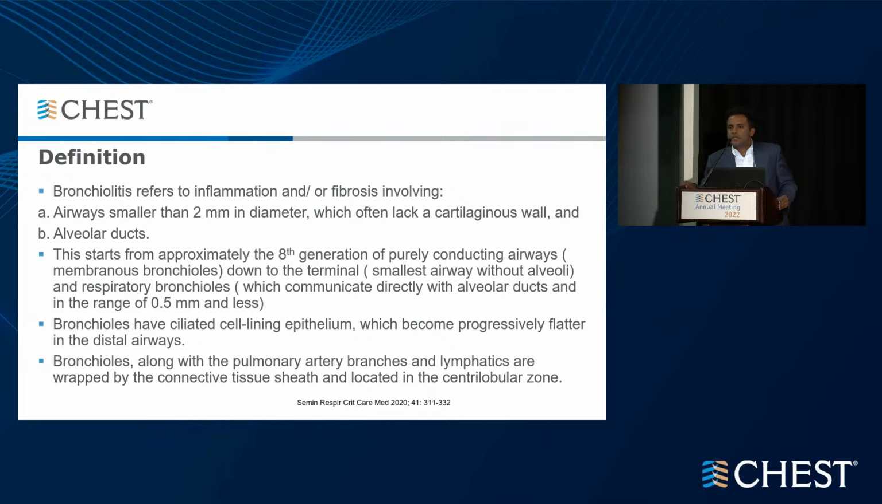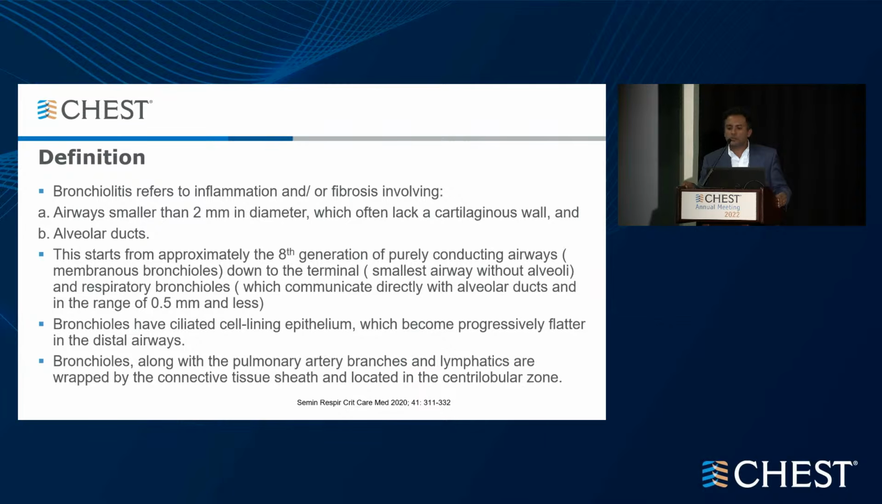Now, what is the definition of bronchiolitis? Bronchiolitis refers to inflammation and/or fibrosis involving airways smaller than 2 millimeters in diameter, and they often lack a cartilaginous wall, and this also includes inflammation of the alveolar ducts. Now, what is to remember is that when you take the airways starting from the trachea all the way to the alveoli, there are 2 raised to 23 generations from the trachea all the way to the alveoli. And when we talk about small airways, basically it means the generation starting from 2 raised to 8.